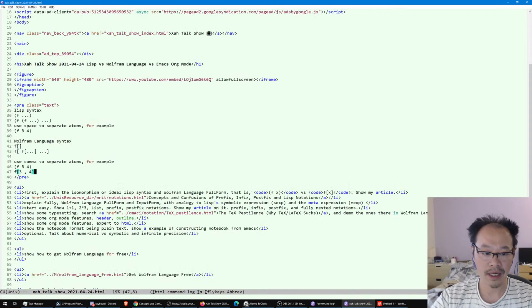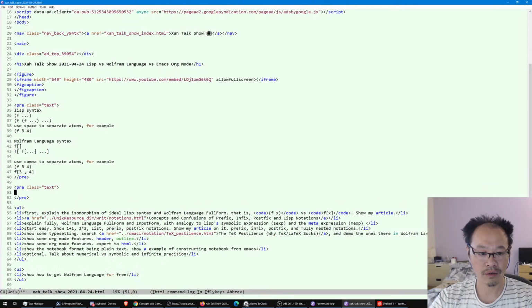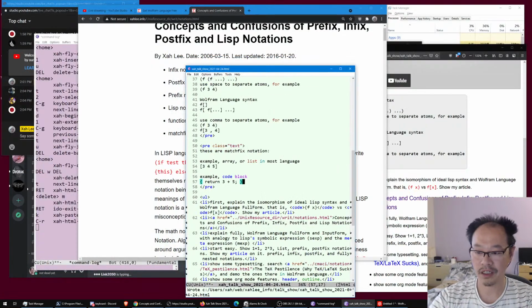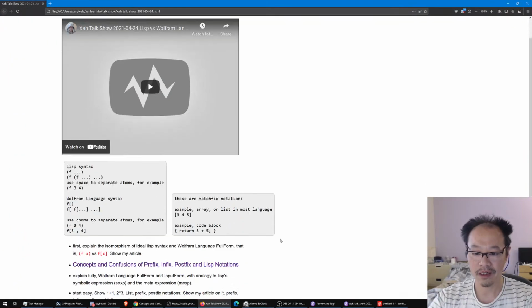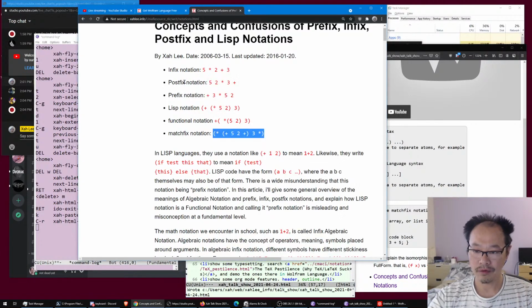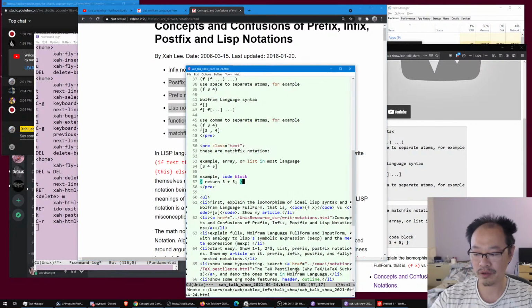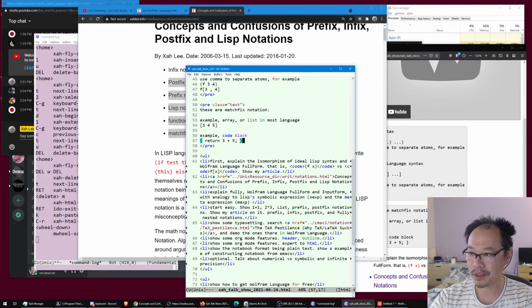Okay, let's copy that, let's cut that, and let's put that here, so we have a kind of documentation of what we did today. There, match fix notation. Okay, so anyway, that's a digression, something about the syntax. But mostly I want to go back to explaining Lisp and Wolfram language, okay?